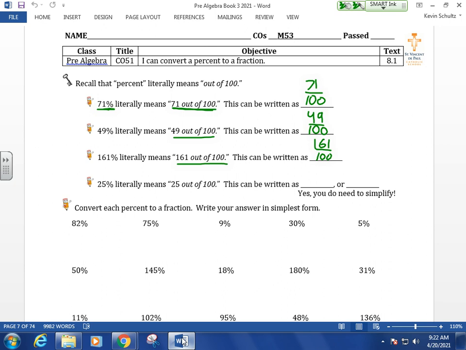You kind of get the pattern here? Because that word percent means out of 100, you simply take whatever the percent is and put it over 100, or out of 100. And you've got a fraction.